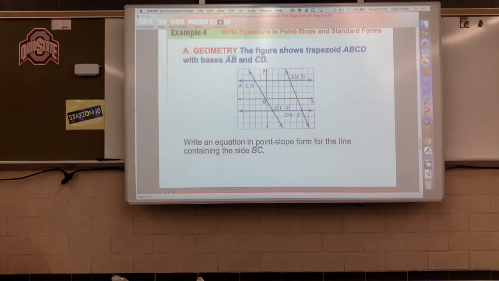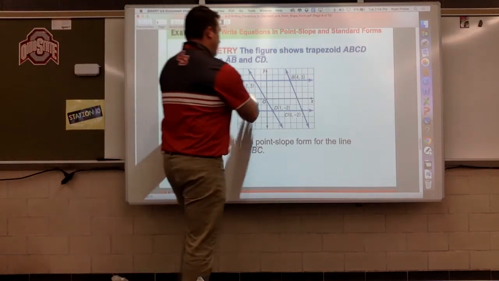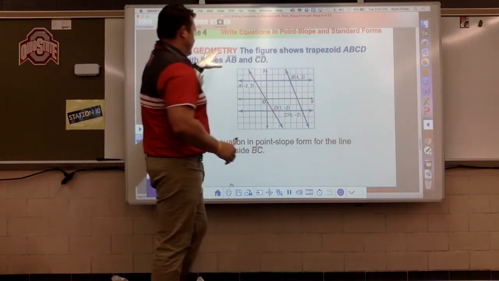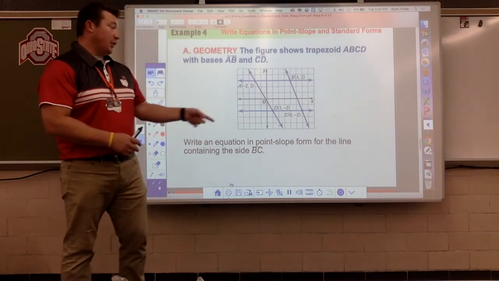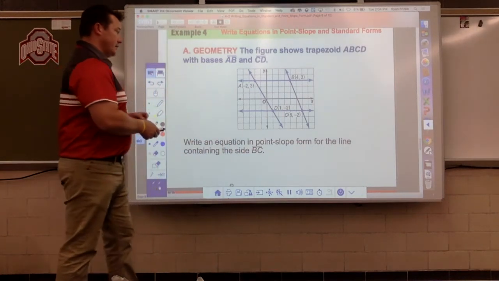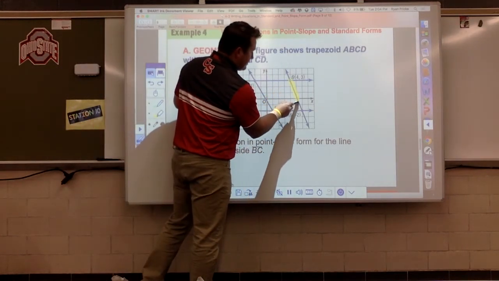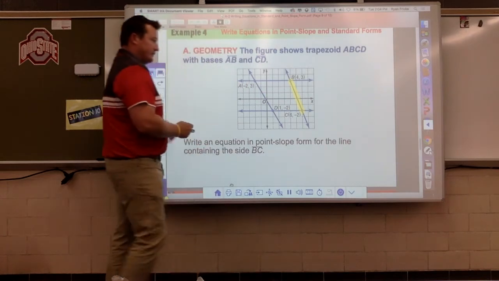So guys, we got a trapezoid here. Look, I'm back. Here I am. Woo! Okay. Trapezoid. Write an equation in point slope form for the line containing BC. Okay, so BC, guys, is this side right here, right? So there you go.